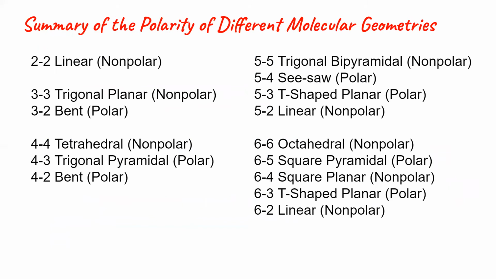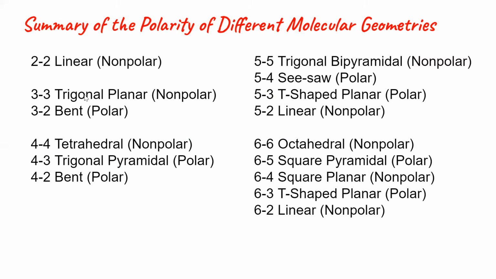What I wanted to do on this slide was to just summarize for you the different types of polarities that are associated with different molecular geometries. So we're going to call every molecule either polar, meaning one side is more positive or negative than another, versus nonpolar, where everything's kind of equally distributed. If we look at a linear molecule where both atoms that are attached are the same, we're going to say that that is nonpolar.